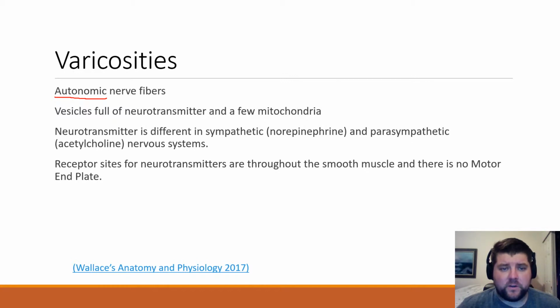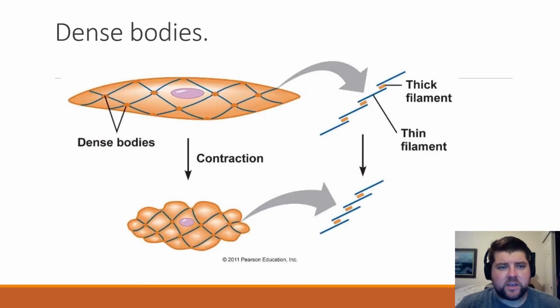One aspect of these varicosities is that they are autonomic nerve fibers with vesicles full of neurotransmitters and a few mitochondria, as I mentioned before. The neurotransmitter is different in the sympathetic, which is for muscle groups like the skeletal, and those use norepinephrine, whereas the parasympathetic uses acetylcholine. The receptor sites for the neurotransmitters are throughout the smooth muscle, and there is no motor end plate like in other muscle types. So let's get into the thick and thin of the smooth muscles and how they work.